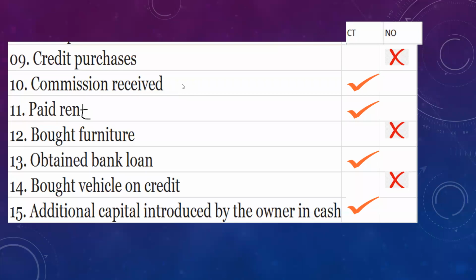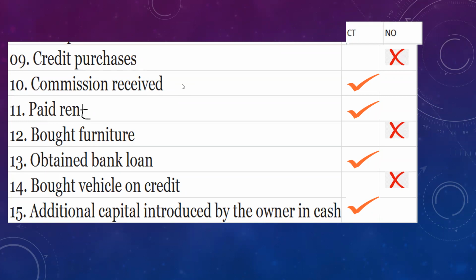Sir, isn't bought furniture bought in cash? Yes, once again, you can tell now. Isn't bought furniture bought in cash, sir? So bought furniture means it is in cash? How do you know? It's not mentioned, sir. So bought furniture means we bought it, we paid money. They didn't mention it's on credit, right?